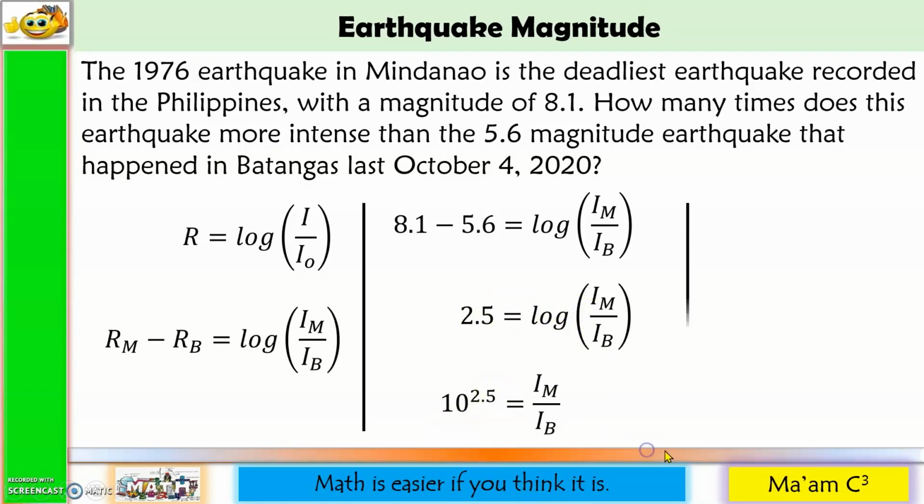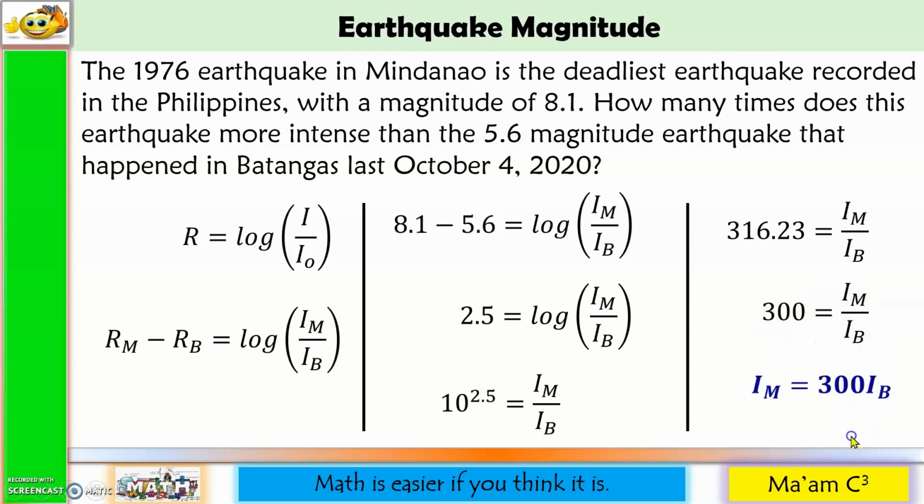And 10 raised to 2.5 is equal to 316.23. Round off to the nearest hundreds. This is 300. Cross multiplication, I sub m is equal to 300 of I sub b. This means that the intensity of the earthquake in Mindanao is equal to 300 times the intensity of the earthquake in Batangas. So we have the same answer.